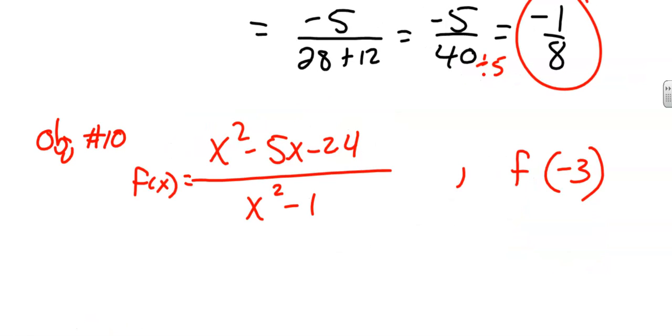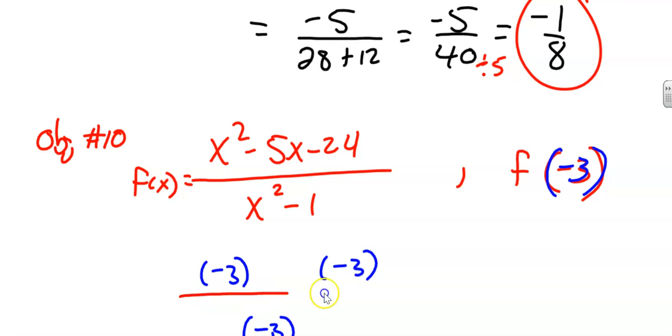Okay, in Objective 10, same setup, same type thing. They just changed it so that now you've got a little bit more complicated expressions that you're working with. Still the same thing: whenever they give you this number, if it's f of negative 3, everywhere you've got an x here, you're going to take out the x and put a negative 3 in its place. So it's negative 3 squared minus 5 times negative 3 minus 24 over x squared minus 1.